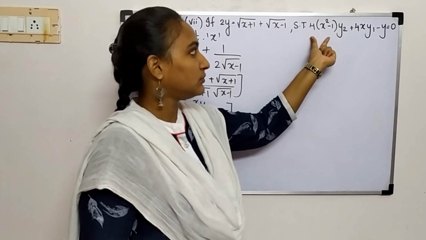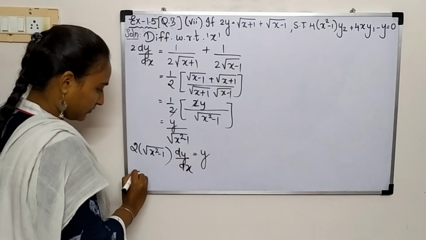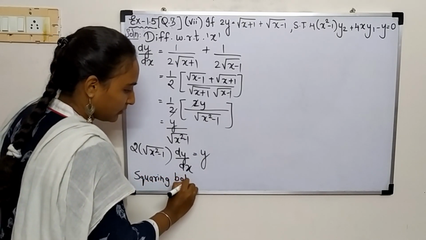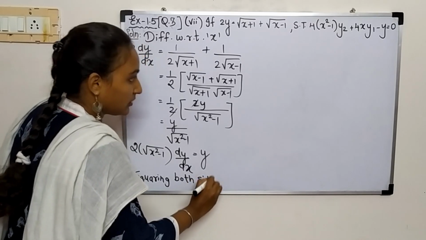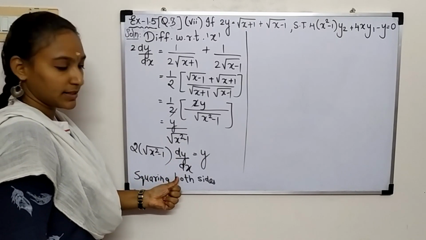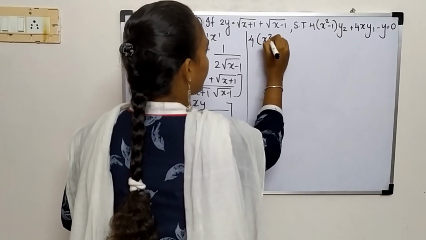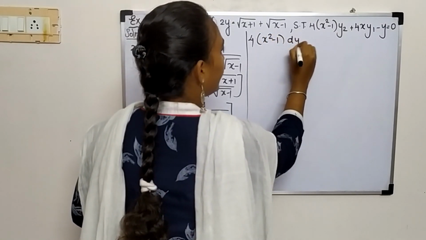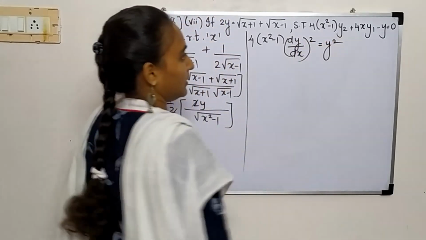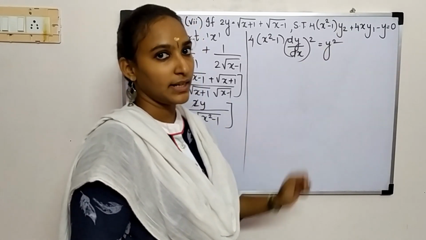Now we have 4 and x square minus 1, so we have to square on both sides. Squaring both sides, we get 4 x square minus 1 dy by dx the whole square equal to y square. Now again we are going to differentiate this with respect to x. Then we will get our answer.